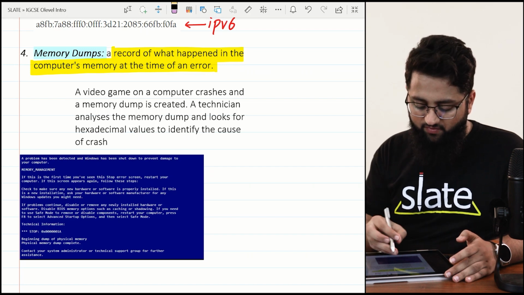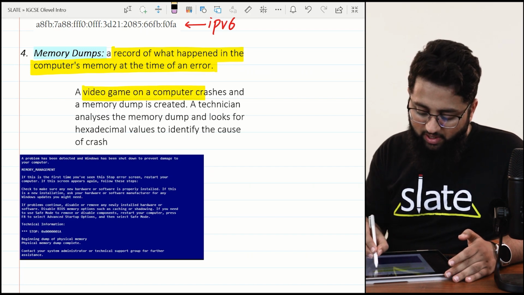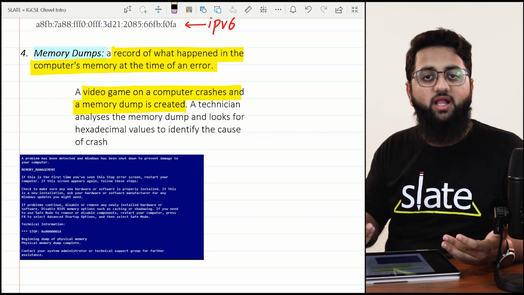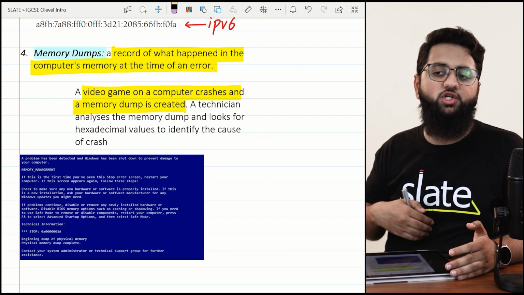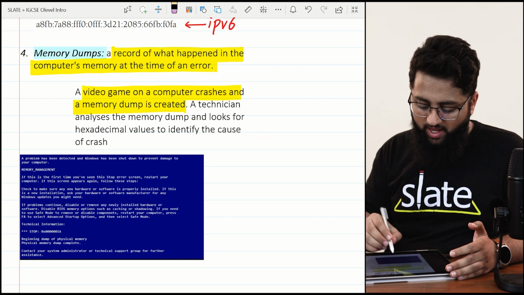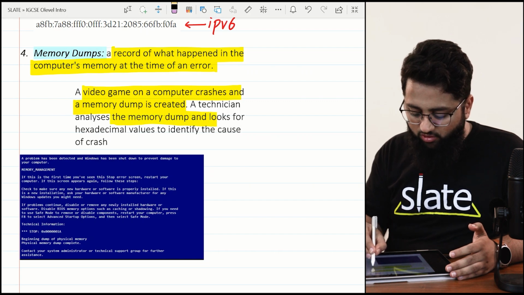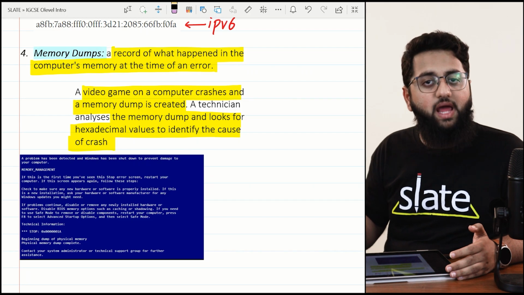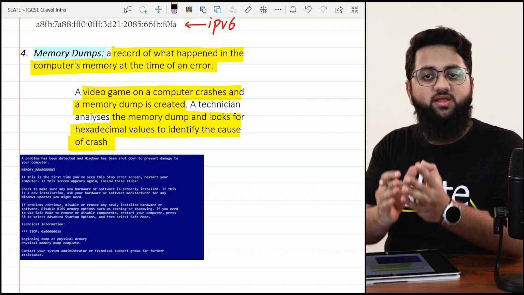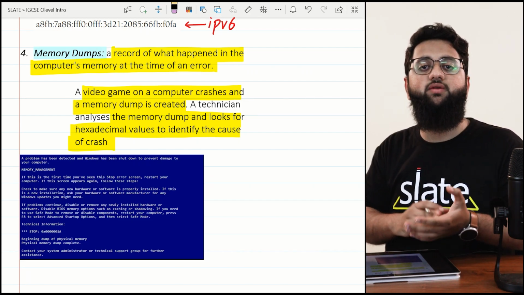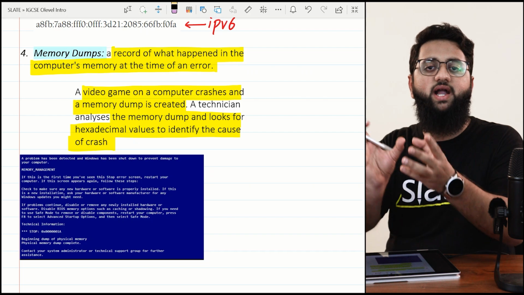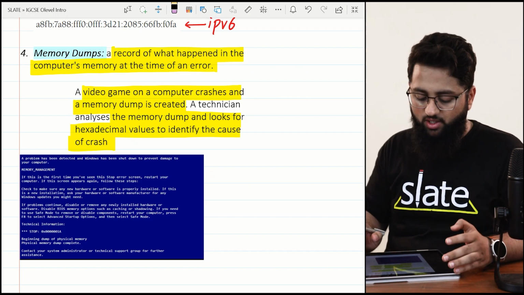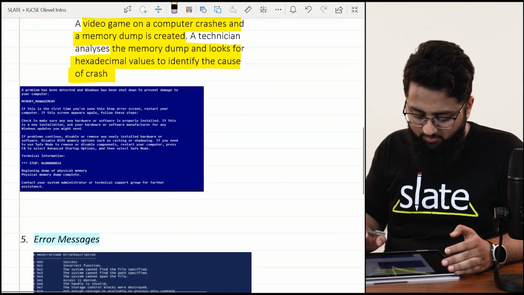For example, if a video game on a computer crashes and a memory dump is created, how does it help the technician? The technician or the user analyzes the memory dump and looks for the hexadecimal values to identify the cause of the crash. The hexadecimal values help the technician find the location in the memory where the error actually occurred. So that is what we know about memory dumps.